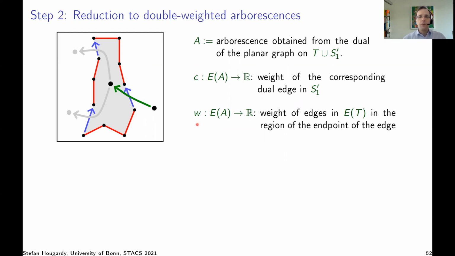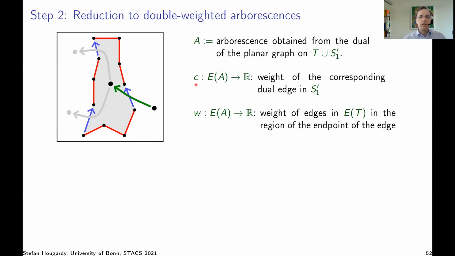And for the weight function W, we want to assign the weight W to this green edge. For this, we simply take all the edges belonging to the optimum tour, which in our case are all these red edges in the border of this area corresponding to the end point of this green edge. And so this is then the weight function W. Why is it useful to have such a definition?